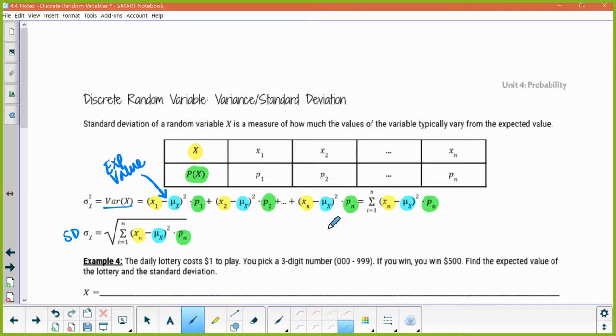It is something that takes a little bit more work if you were to work it out by hand, but we'll talk about how to do it in your calculator in just a second. We do get one of those nice summation formulas for this as well. Your outcome minus the mean squared times the probability. Then we add all of those together.